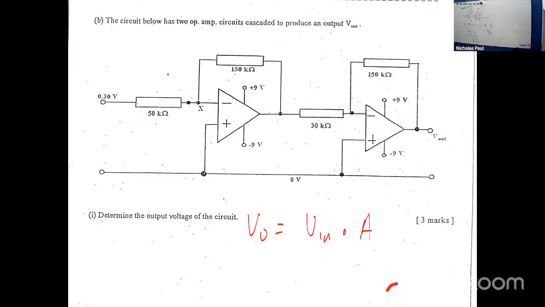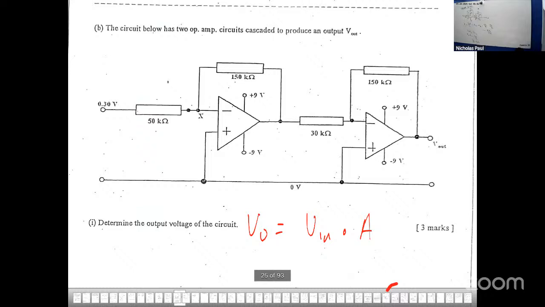Oh, yeah. Work out the gain. Find the gain on the first one. Gain of a cascade cell. You've got to find the gain on the first one, the gain on the second, and just multiply. Just like the example, you just put in the resistance values. It's page 25.